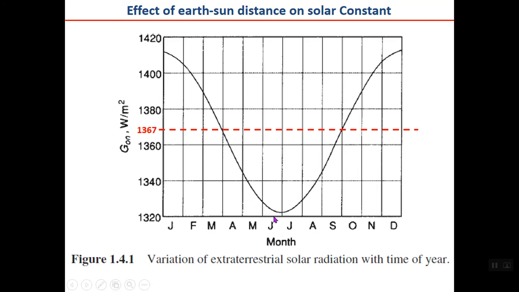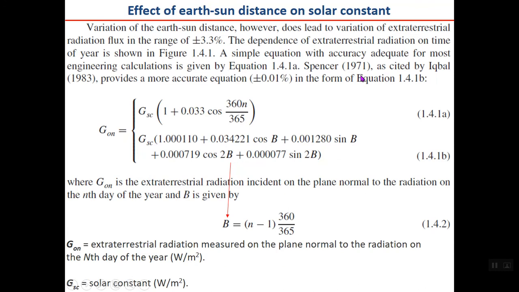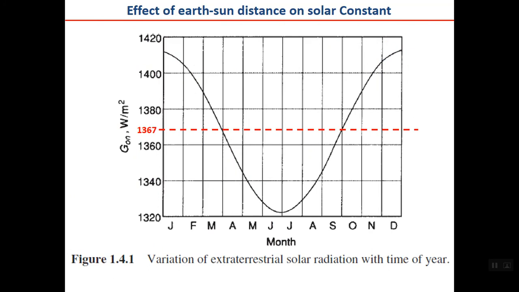Is there any equation describing this curve? Yes, actually, at least there are two equations in your book. There are other equations, but these are enough for our course. The first is G_on. You can see here that G_on is the extraterrestrial radiation measured on the plane normal to the radiation on the nth day of the year. This is small n actually, which is shown by G_sc multiplied by these parentheses. Here n is the day number. So by use of this formula, putting 1367 for G_sc and n for the day number, you can calculate G_on, which is actually the curve shown in the previous slide.